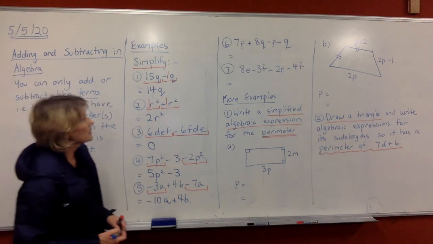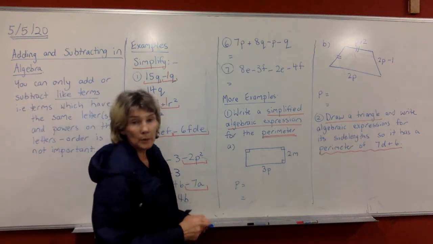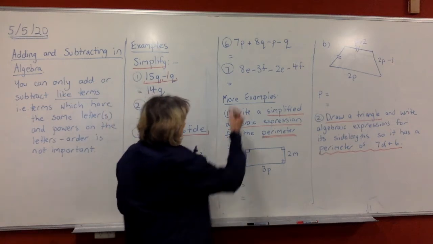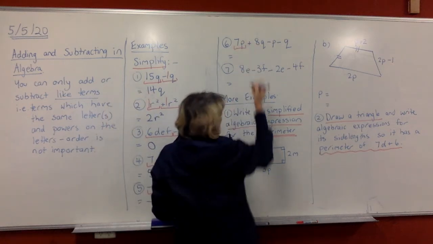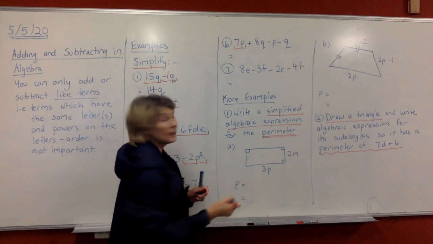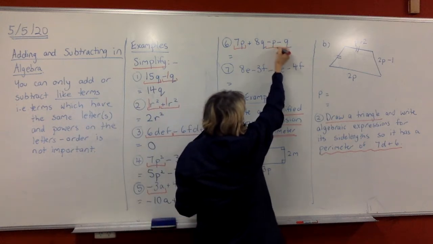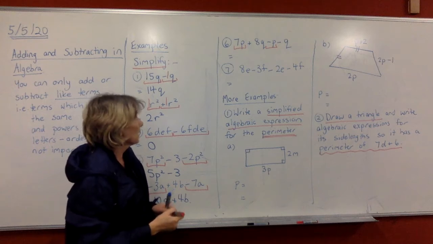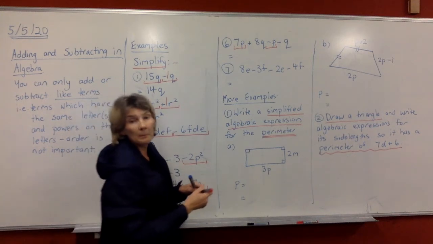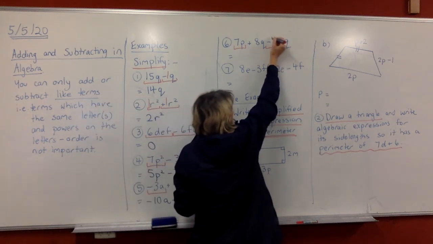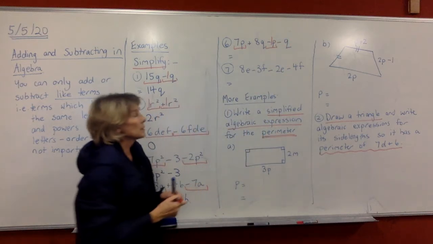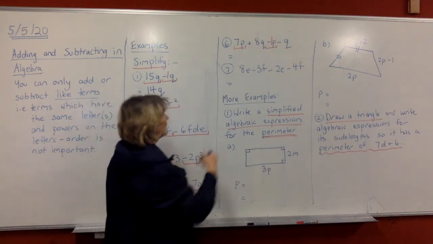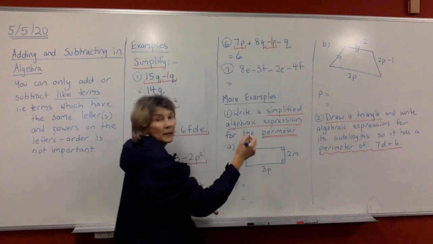Okay, up here at number 6. So we've got 4 terms up here. We've got a 7p and a minus p. Both those terms have got a p in them, so we can collect them together. So we don't have a number in front of this one, so we're going to put a 1 with your red pen. So 7 minus 1 is 6, and put the p on the end.